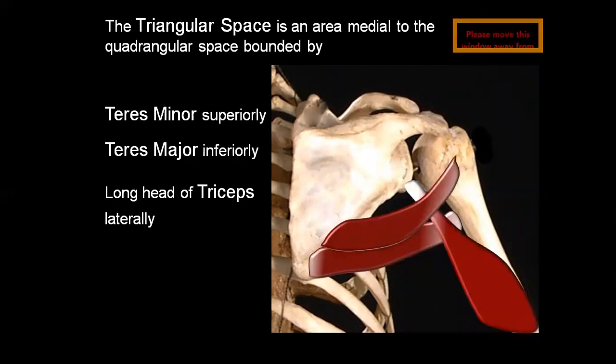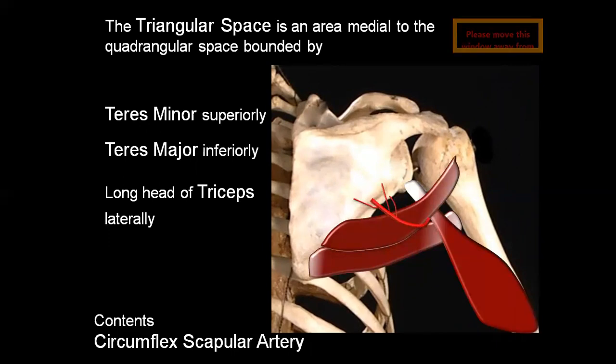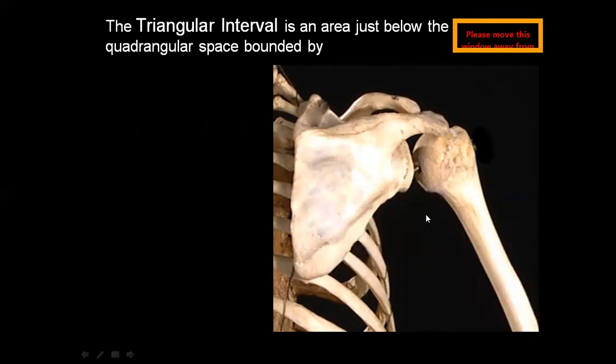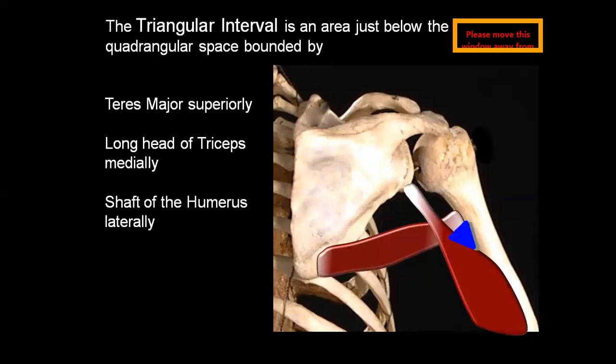Then we have the triangular space, this one. Superiorly again you have teres minor, inferiorly we have teres major, and laterally we have the long head of triceps. What is this vessel? We have the circumflex scapular artery and also vein, which is one of the branches of the subscapular artery, which in turn is a branch of the third part of the axillary artery. Then this is the lower triangular space, where superiorly we have teres major, medially we have long head of triceps, and laterally we have the shaft of the humerus.